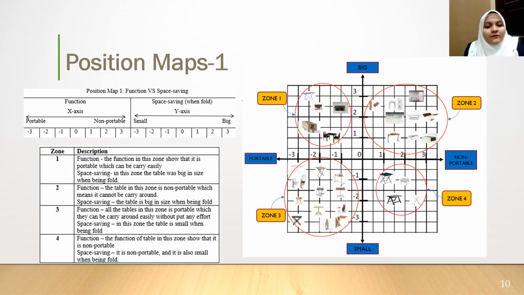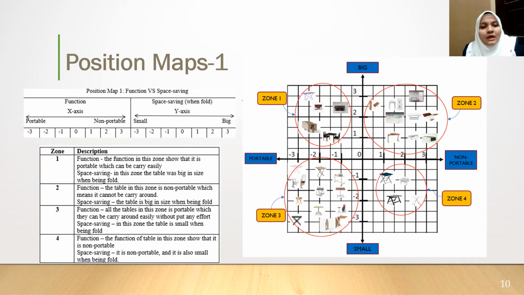For my first position map, I have analyzed the function, whether it is portable or non-portable, versus space saving, which is to analyze whether, when the portable foldable table is folded, it is still big or becomes small in size. I have classified it into zone 1 until zone 4 to make the comparison among each zone.